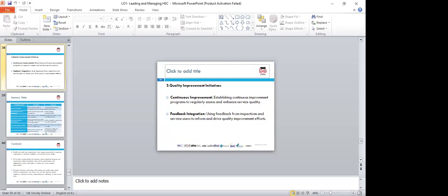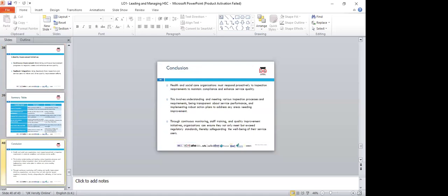Continuous improvement. We spoke about establishing continuous improvement programs to regularly assess and enhance service quality. Feedback integration: using feedback from inspections and service users to inform and drive quality improvement efforts. Very, very important.